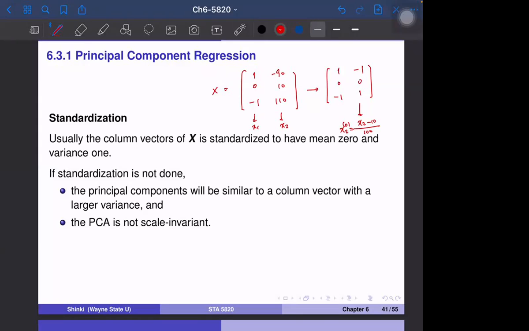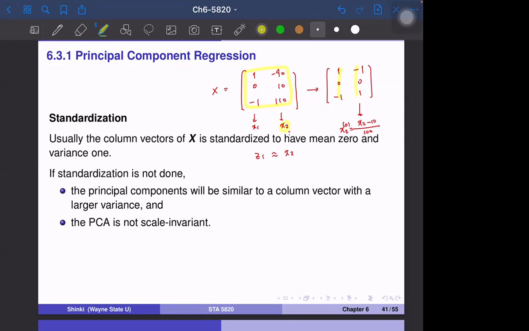Suppose we have x1 and x2, and x2 has much larger variance, right? So if we calculate principal component with this matrix, then the first principal component z1 is almost equal to x2, because to maximize variance, we just choose the vector with larger variance. That does not make much sense, because that just depends on the scale of x2. If we change the scale of x2, the unit of x2, the result changes. So usually we standardize this x.